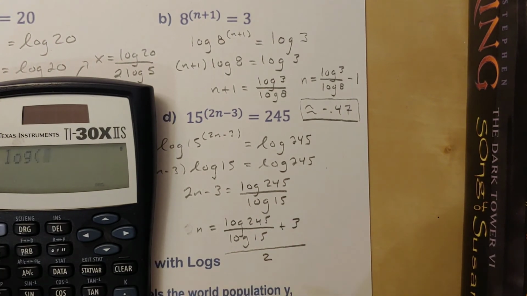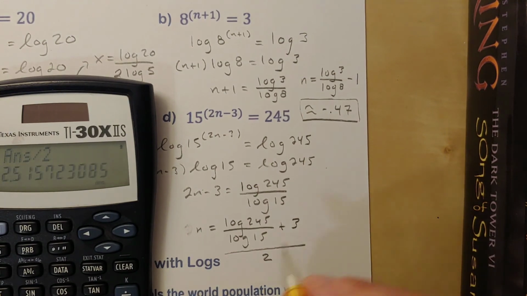So log of 245 divided by log of 15 equals that, plus 3 equals that, all divided by 2. Is about 2.52.